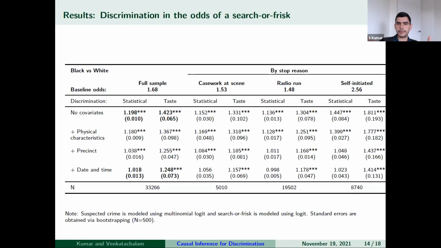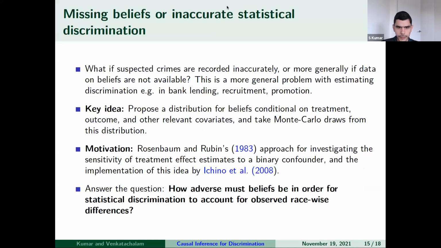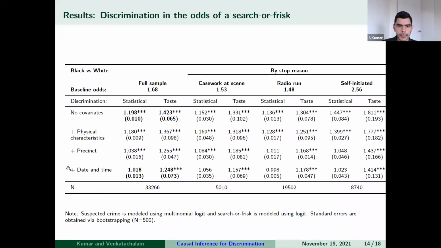Both of these start falling once you add in more and more covariates. So much so that statistical discrimination is effectively 0, so the odds are roughly still 1. But taste discrimination remains at about 25%, which results in odds roughly 25% higher once you've controlled for all these other covariates.